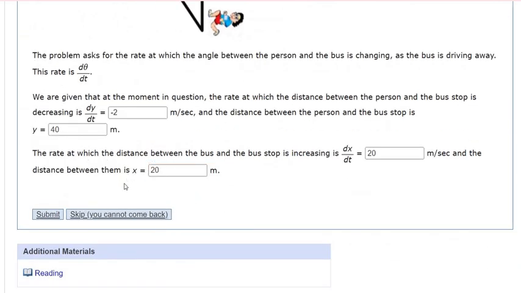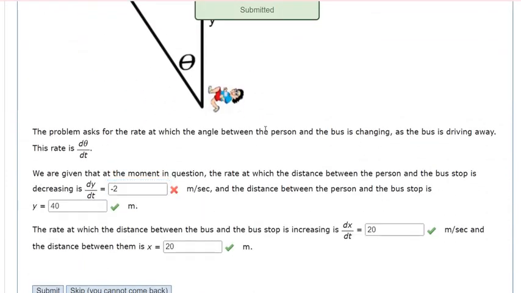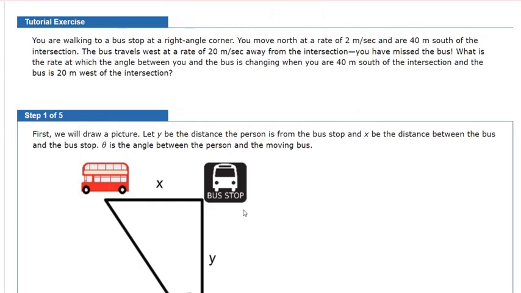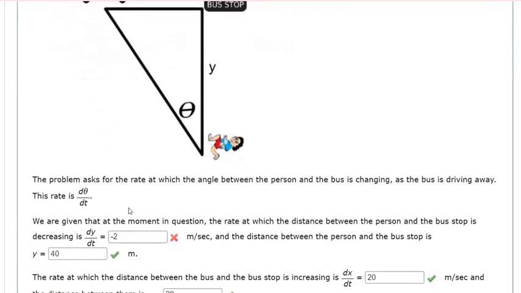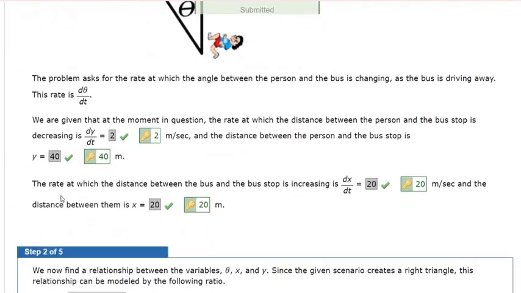All right, WebAssign. This is dy dt, that is decreasing. We're 40 meters south of the intersection. That should be -2. Because we're going towards the bus stop, right? You move north at a rate. I wonder if WebAssign has this wrong and it's supposed to be positive. Yeah, but that's not right.